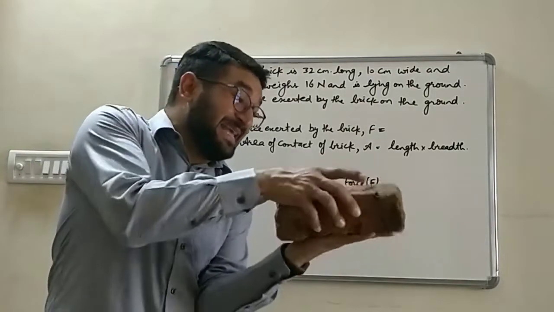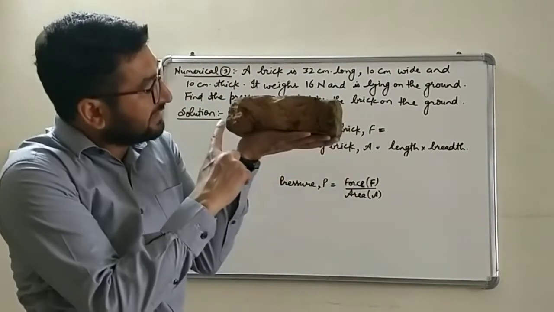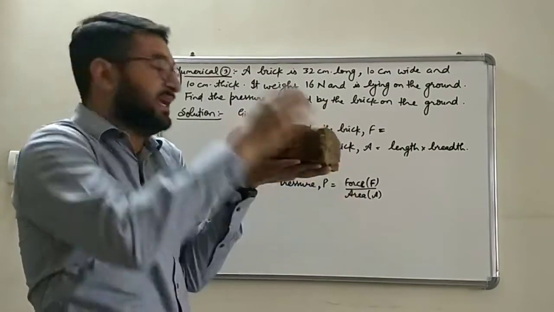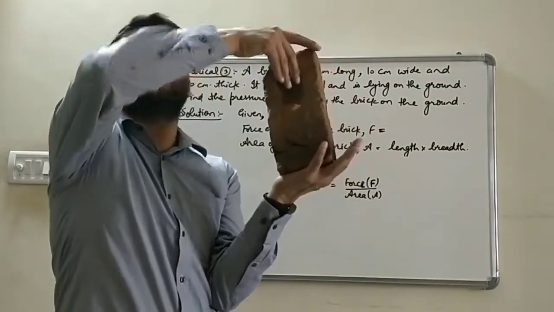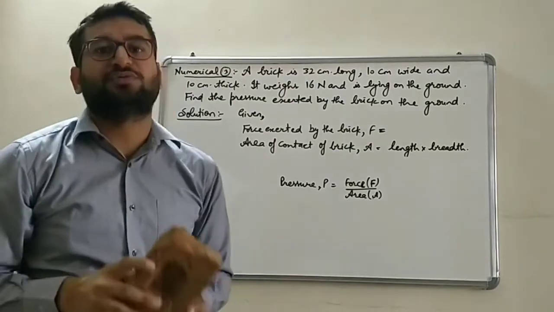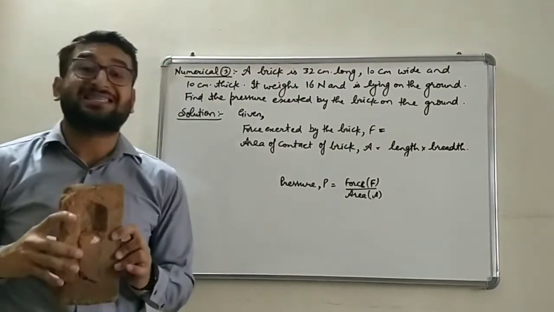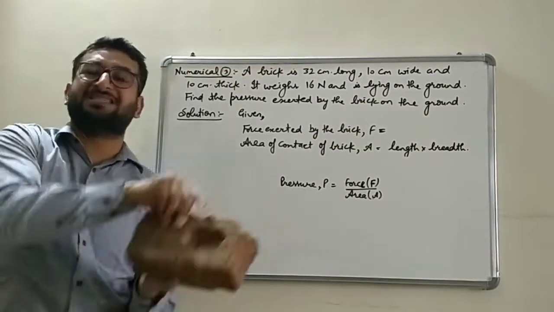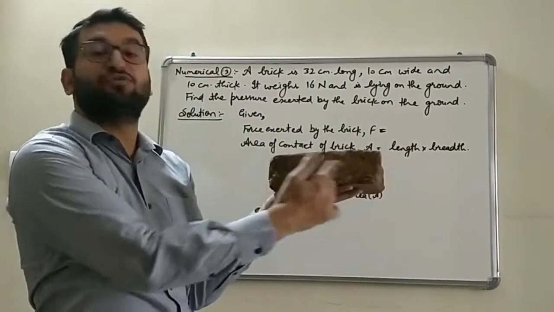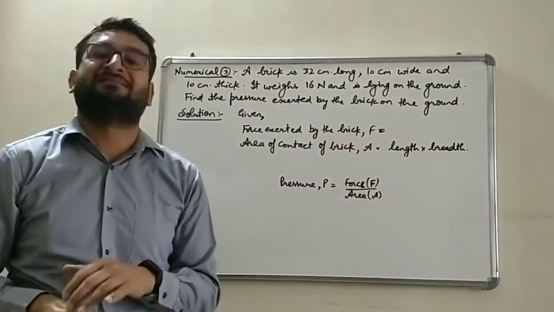But now the brick is lying, so the area of contact is length into breadth. And if the brick is standing, then it is breadth into width. So that's how you will find the area. So if the brick is lying, then what we have to take is length into breadth.